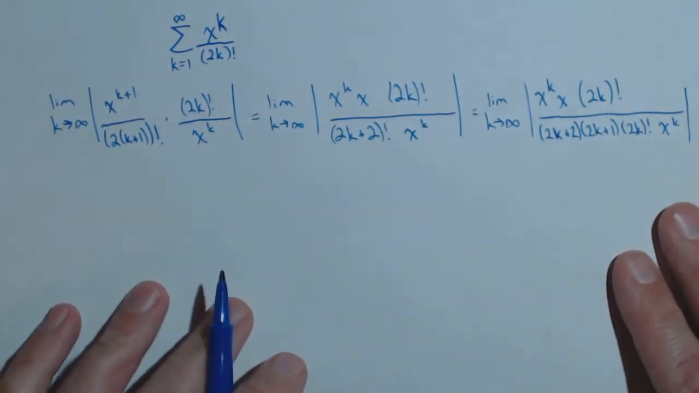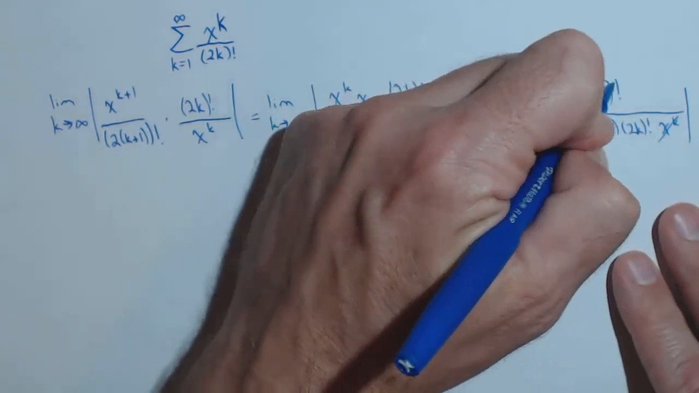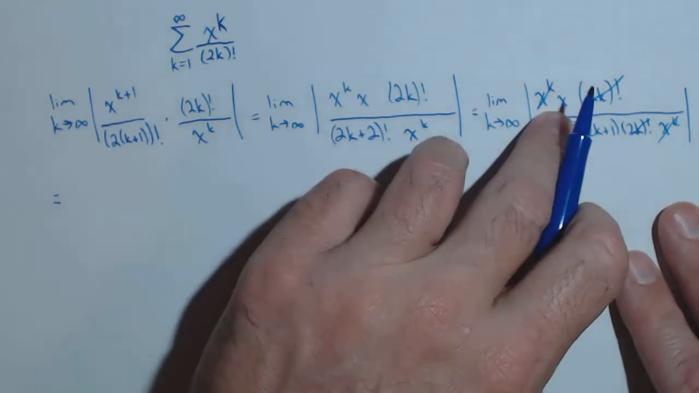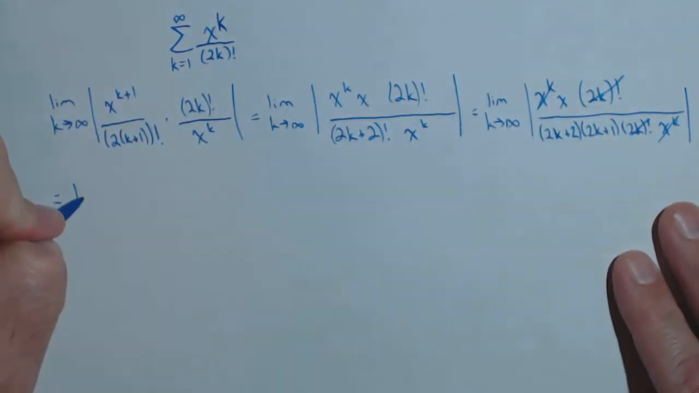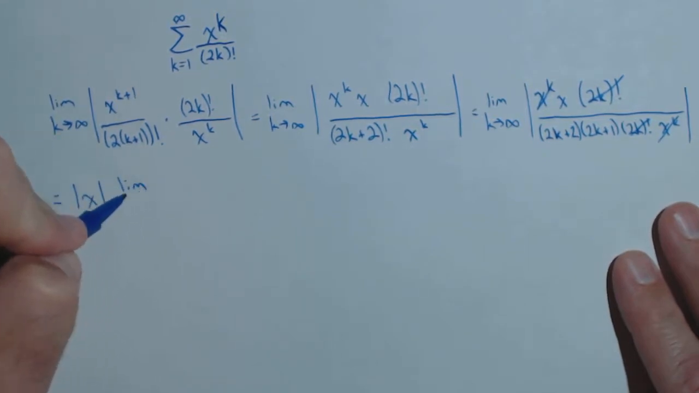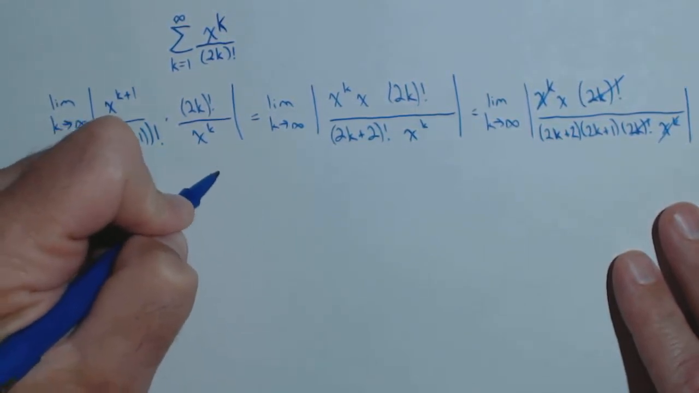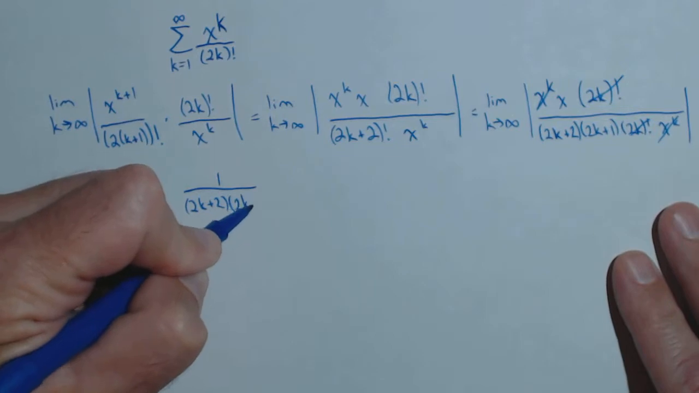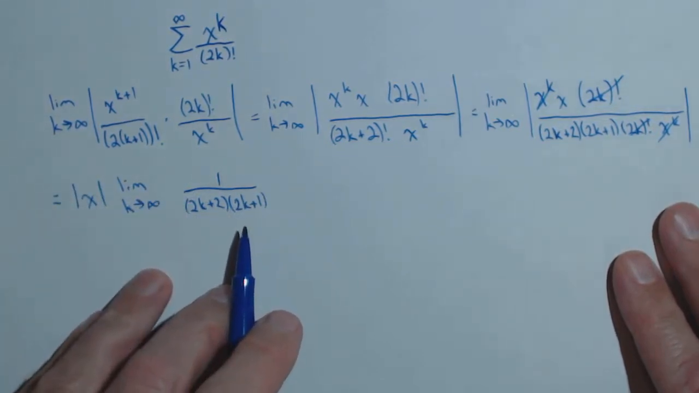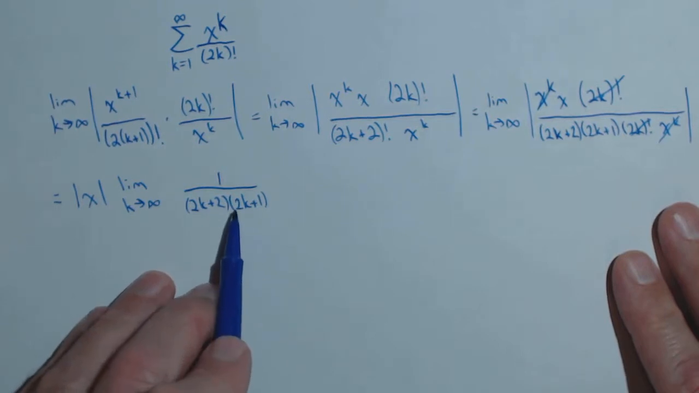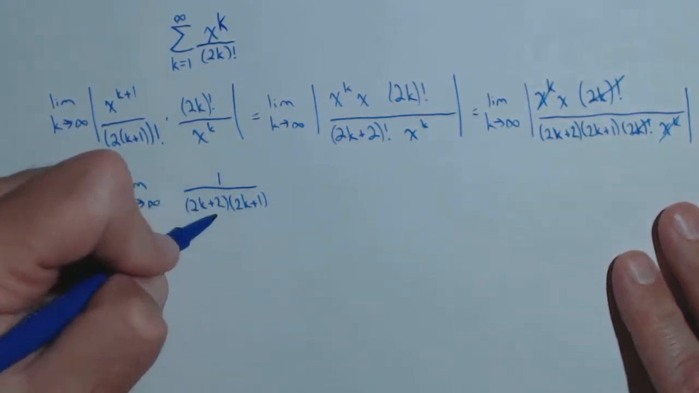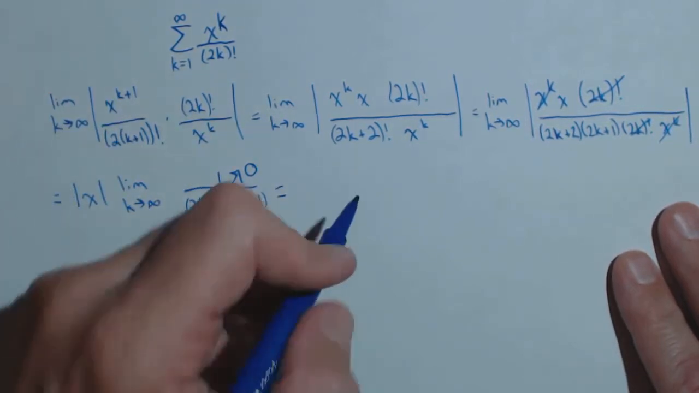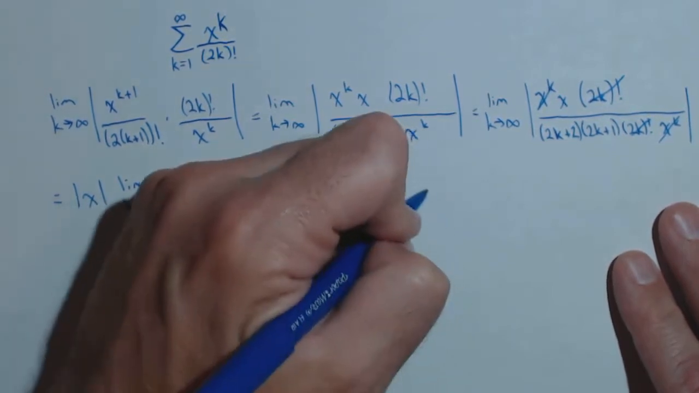This allows us to very clearly see our cancellations. The x to the k's will cancel, and now the 2k factorials will cancel. x is all that's left that does not depend on k, and I'll pull that up front along with the absolute value. And I've got the limit as k goes to infinity of just 1 left on top over 2k plus 2 times 2k plus 1. I don't think there's any reason to FOIL out that denominator, because we can see what's going to happen. This denominator is going to grow, the numerator is not. This limit is going to go to 0, which automatically, because x is some number, is going to make this 0, which is always less than 1.